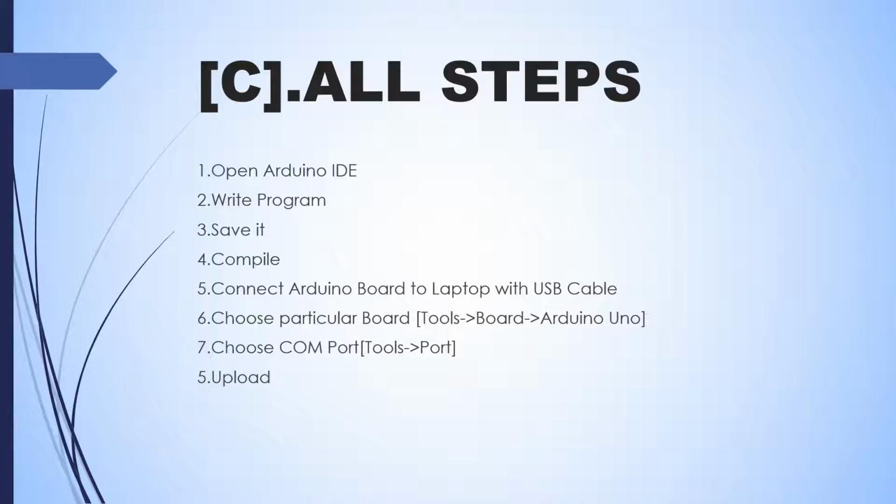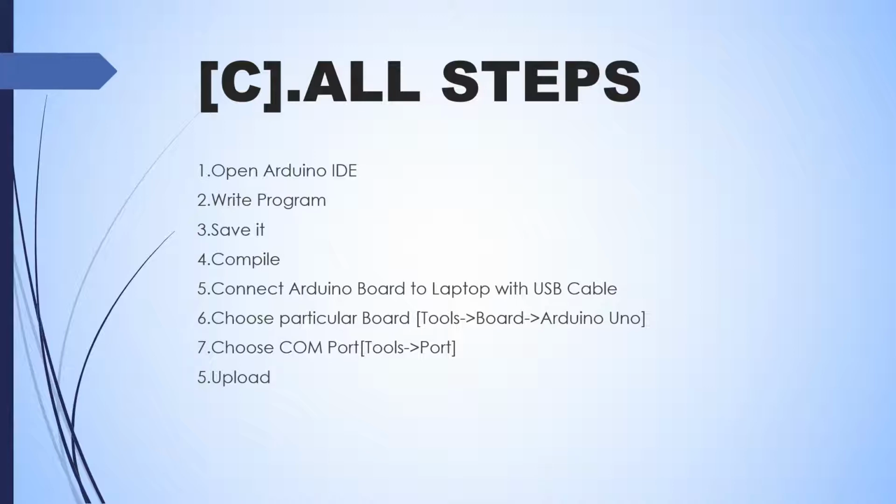After connecting the board, I have to choose two important settings. In the Arduino IDE you have the Tools section. Under Tools you have Board, and in the board list you have Arduino Uno. You have to choose this one. Again, you have to choose the particular COM port number from the same Tools menu. This is compulsory. Then first check whether the connection is established or not. After checking everything, you have to upload your previously compiled program. Okay, so these are all the steps.